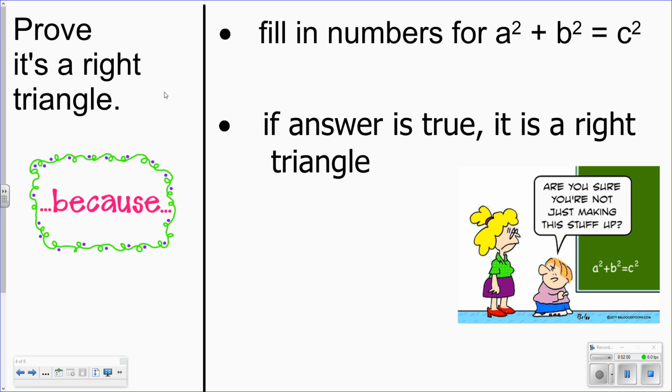So to prove it, when the question says justify, you fill in the numbers for a squared, b squared, and c squared, and if it equals, then that's your proof that it's a right triangle. If it doesn't equal, that's your proof that it's not a right triangle.